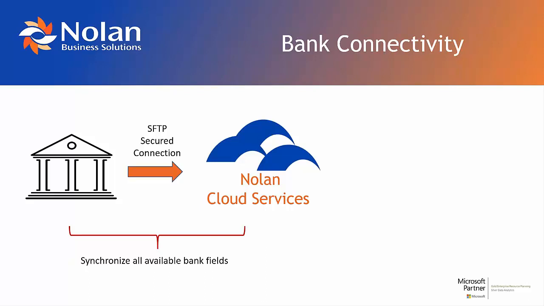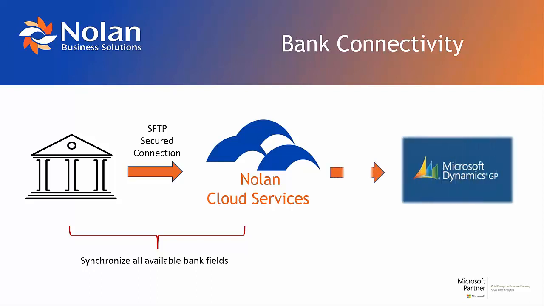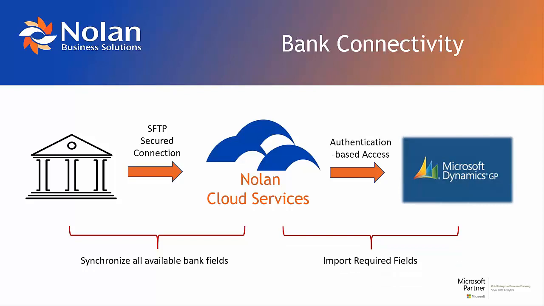All the available bank fields in that report are uploaded to our Nolan Cloud Services environment, where that data is kept for a period of 6 months and can then be integrated through an authentication-based process right into Dynamics GP. All of that is done on a scheduled basis. Typically that would be daily that the file will produce. That BAI file is what we commonly see. We can pull that BAI file daily, so when you come in the morning, inside of GP on your reconcile window, your bank data is automatically populated for you. So all of that happens automatically in the back end and securely.